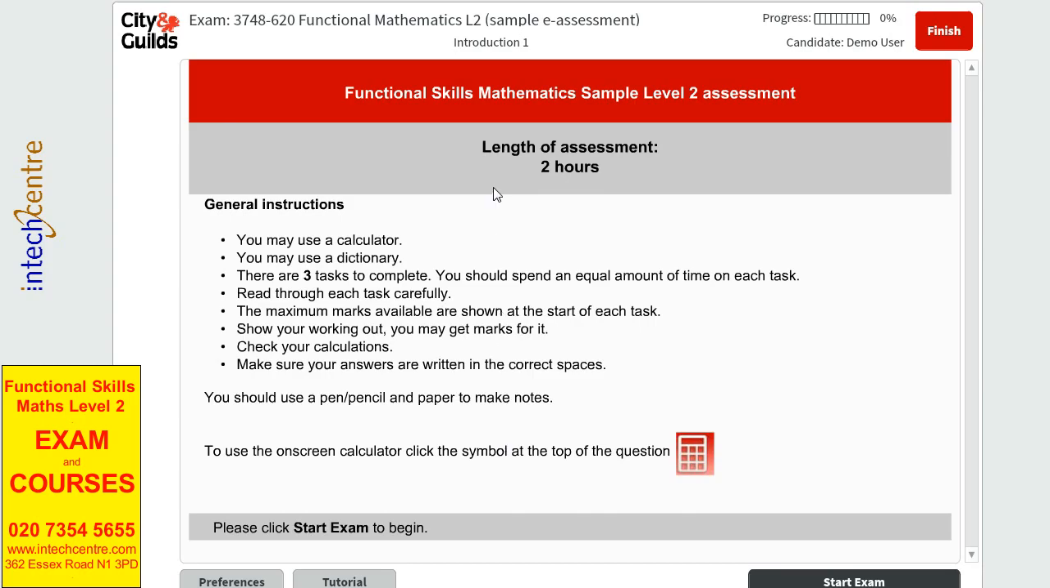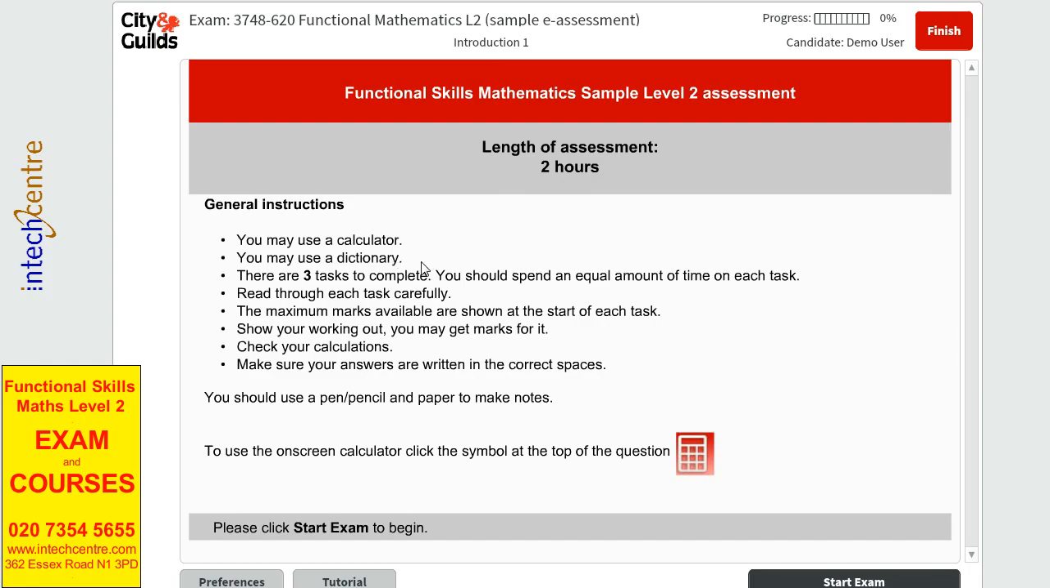Right, here we are being given some more information related to the exam. We know that this is the Functional Skills Mathematics Sample Level 2. The length of the assessment is 2 hours. As this is a demo, you'll be given 4 hours to complete it, but try to stay within the 2 hours, as this will give you a realistic idea of how much you can complete in the actual exam. The idea is for you to practice and improve your skills as well as how long it takes you to complete the actual exam. You may use a calculator, you may use a dictionary.